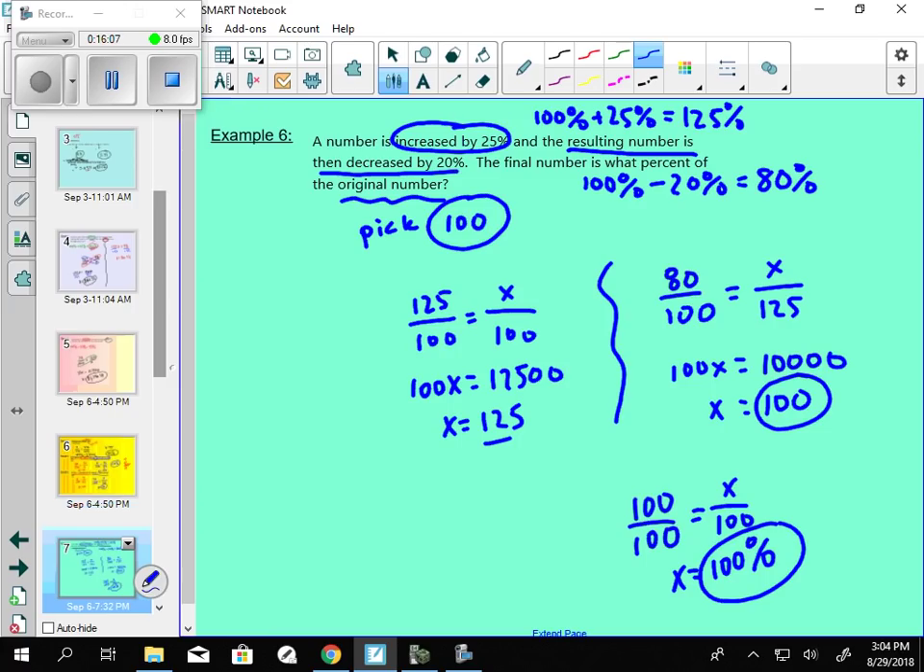So increasing by 25% and then decreasing by 20% gives us the same value, no matter what your starting number is going to be.